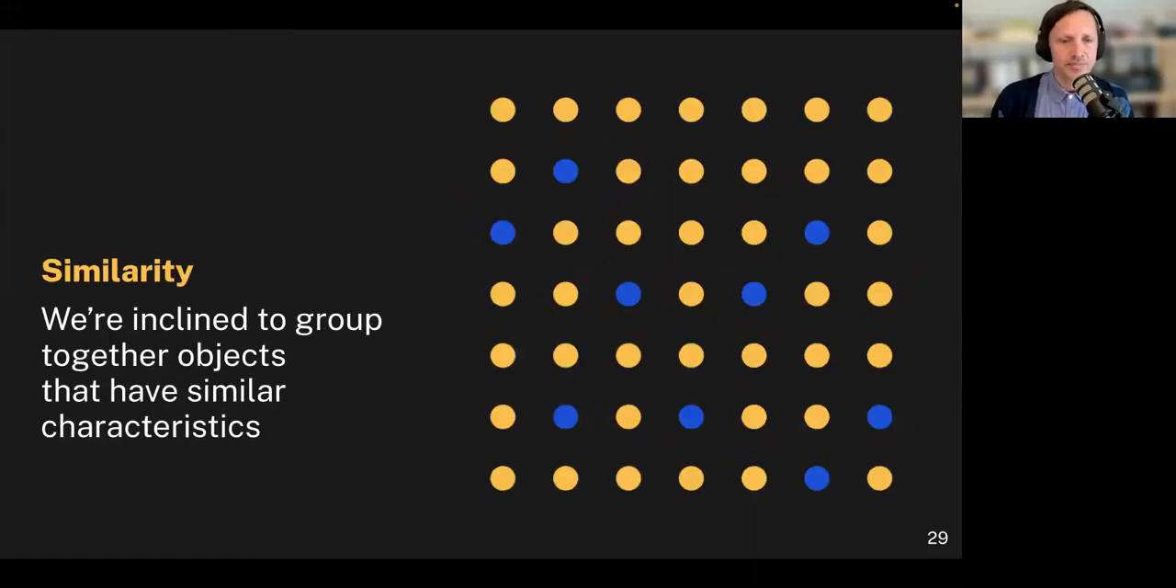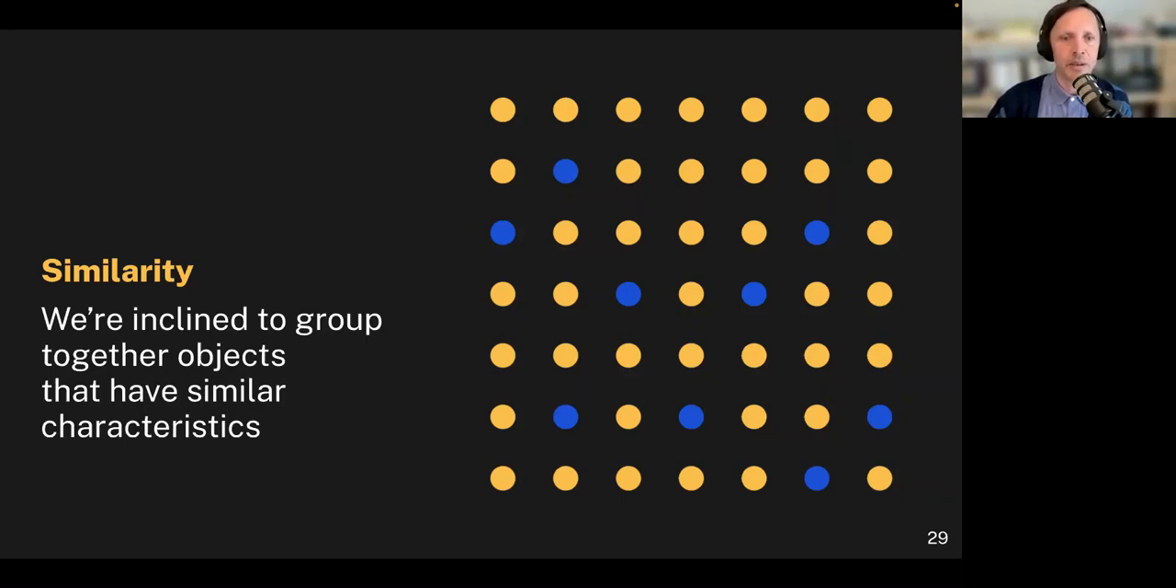Slide 29. The second grouping principle says that we're inclined to group together items that have similar characteristics. This could be color, shape, size, texture, orientation, etc. This one is called the principle of similarity. On this slide, we see a 7x7 grid of gold circles, and 9 of them, I believe, 1, 2, 3, 4, 5, 6, 7, 9 of them are blue. We see those blue circles as connected to each other, as having a relationship that's formed by their similarity.